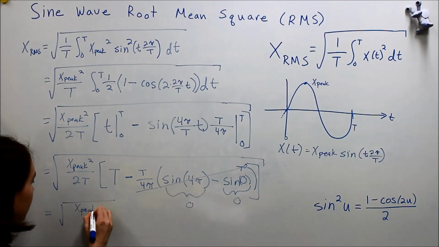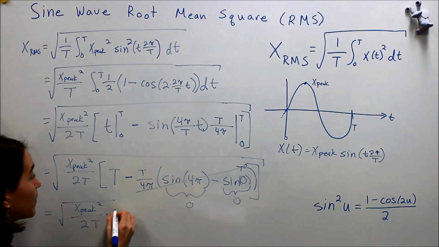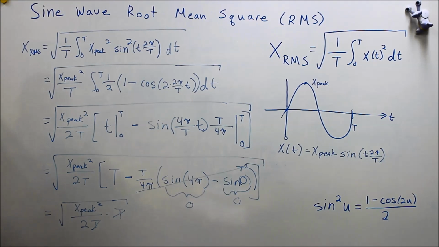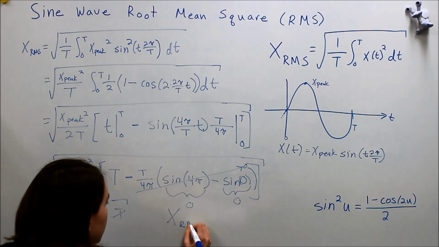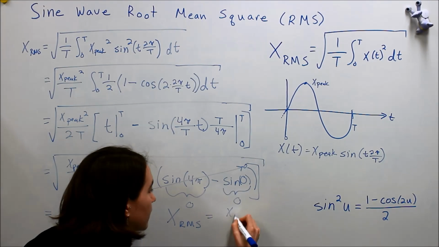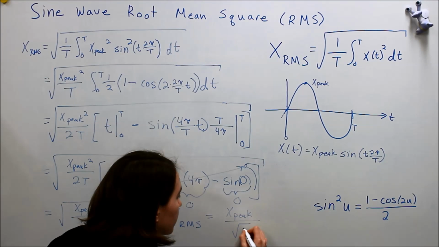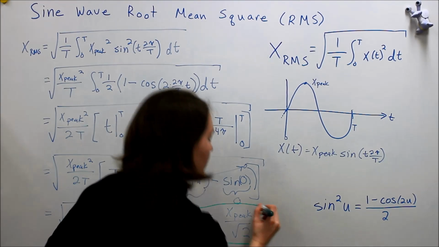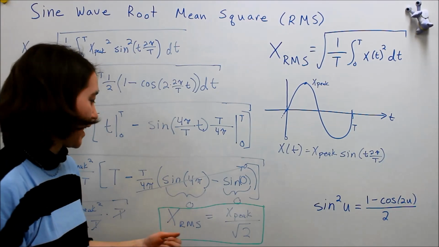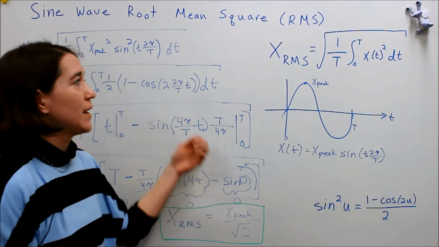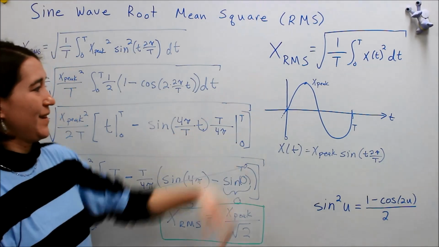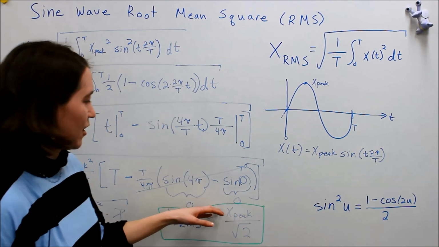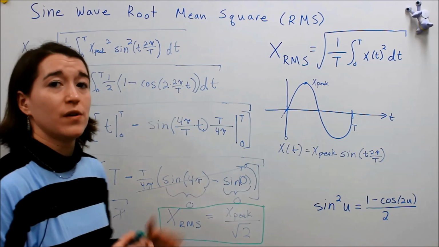x peak squared over 2T times just T. So these T's will cancel. And what we'll be left with, if we take the square root, is x RMS is equal to just x peak here divided by the square root of 2. So this is our very basic equation for relating the RMS and the peak value in a sine wave. So these are the two values for RMS versus peak. Take your peak divided by root 2 and you'll get the RMS value for a sine wave.